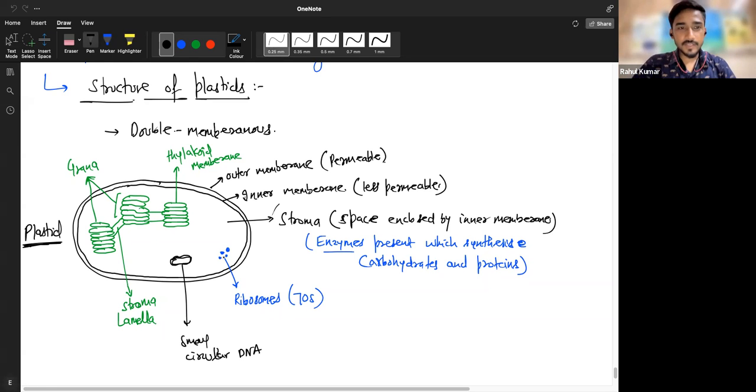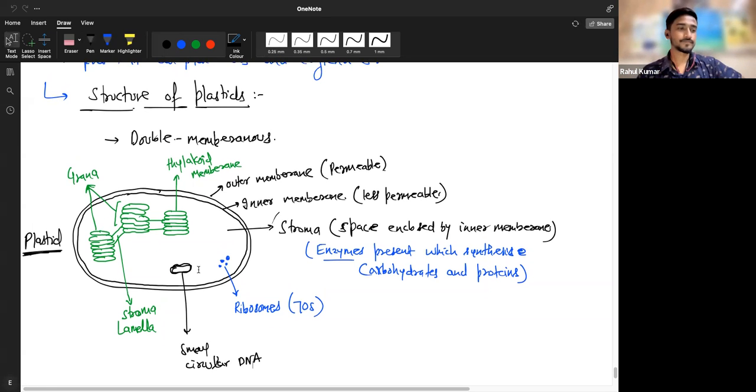Okay, now draw this thing, please. Draw all of this, and please be clear about especially three terms: grana, thylakoid membrane, and stroma lamellae. Tell me when you are done drawing, both of you.